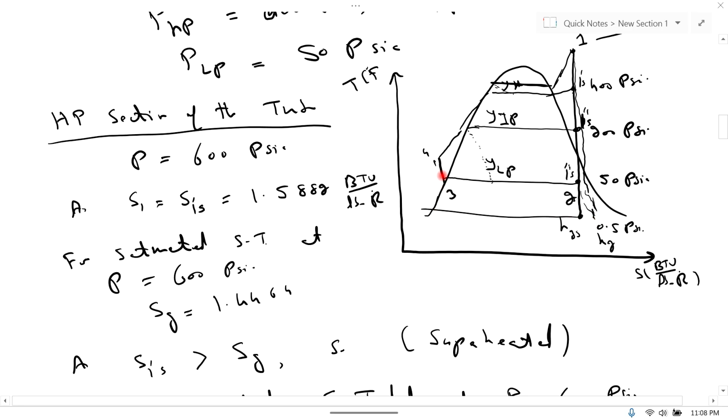Basically this point is the pump, and this is the expansion. So this is the pump and this is the turbine. Boiler: this is the boiler part, from point 1 to 1, this is the boiler part.